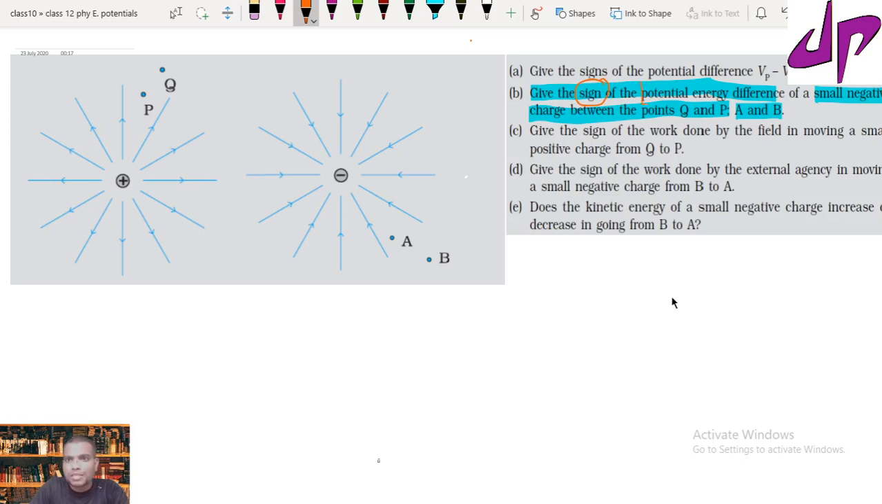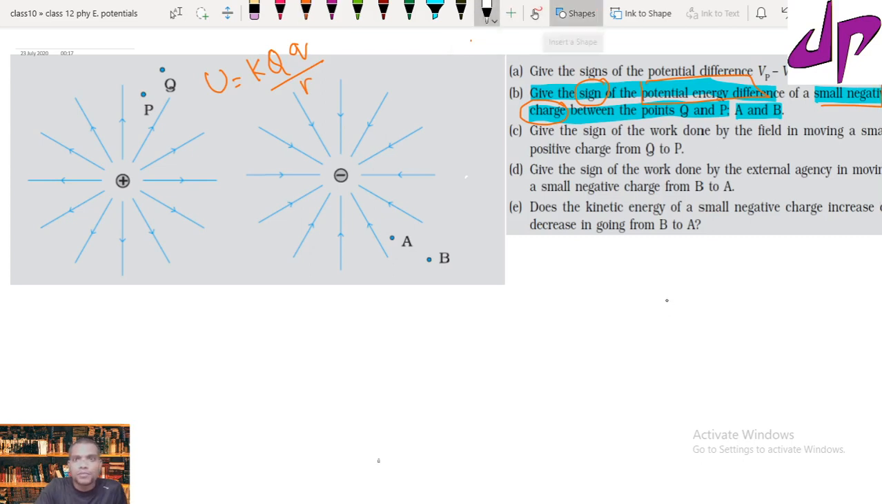Now this time, the potential energy difference for a small negative charge. So this time the test charge is a negative charge and we need to find the potential energy. If you remember the potential energy formula, U equals K times capital Q small q upon R, where capital Q is the source charge, small q is the test charge, and R is the distance between them.